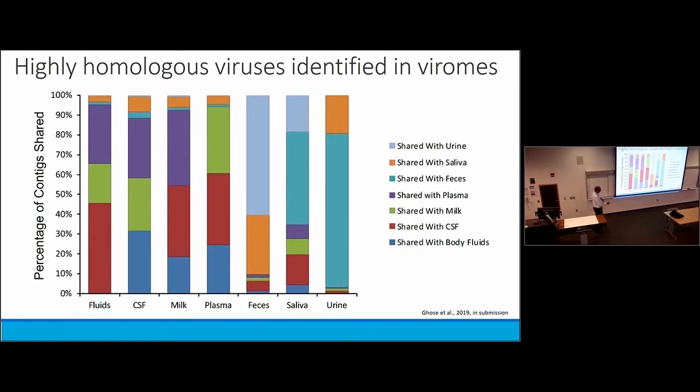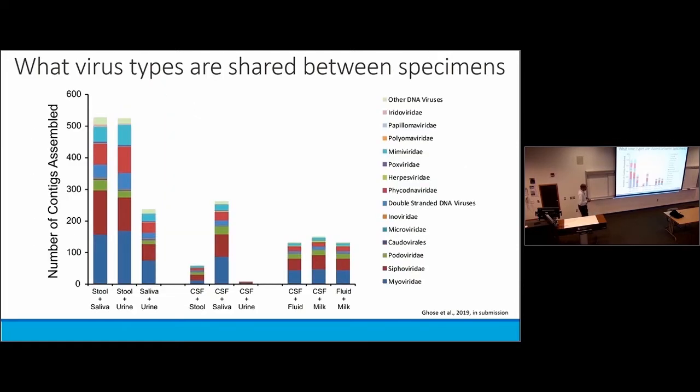If we look at the feces, we see that most of the fecal viruses look like they're shared with urine and with saliva. Most of the urine viruses are shared with saliva and with feces. In fact, even most of the salivary viruses are shared with urine and feces. Saliva does seem to be the slight exception, but you could almost just bifurcate this into the low diversity cluster and the high diversity cluster of viruses based on what sample type you're looking at.